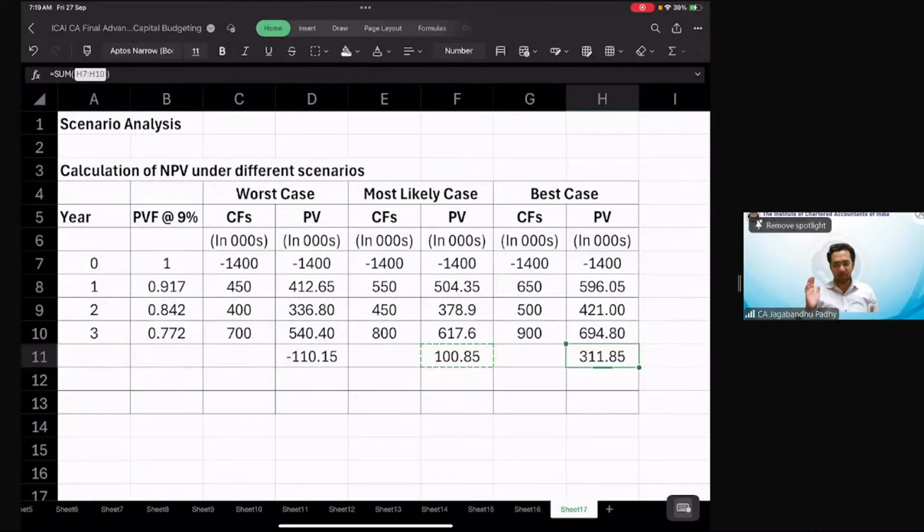So we are getting a possible range of values. We are getting acquainted with the risk that we have. In the worst situation, we can have a negative NPV also. And in the best situation, we may get 311.85.